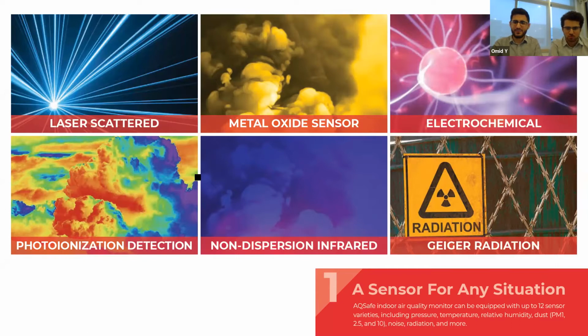Especially for gases, we use mostly electrochemical sensors, which we also find are very cost effective. We studied them a lot, and then we came up with algorithms to read these sensors as accurately as possible. And of course, we have more advanced technologies included here, depending on the type of sensors that you might want to measure. For example, the photoionization detection, the Geiger radiation counter even as well.